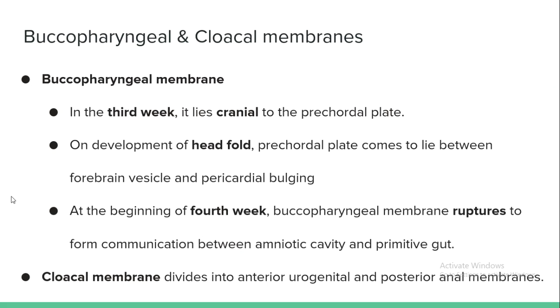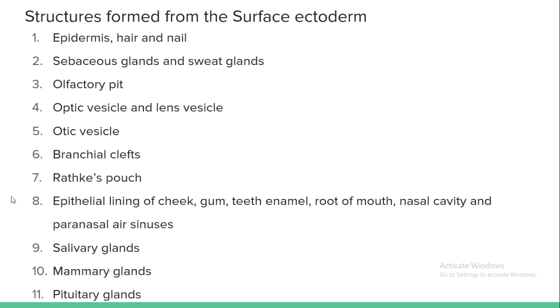Okay, let's move on to the next slide. Now we shall see the structures formed from the surface ectoderm. The surface ectoderm is always the outside part. So what structures are formed from the surface ectoderm? We shall look at the epidermis, hair and nails, and the sebaceous glands and sweat glands. All these are located on the surface of the skin.